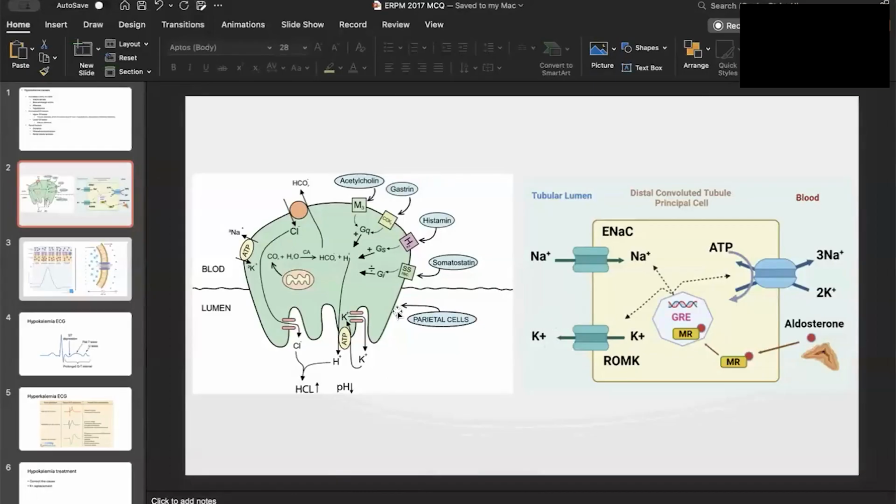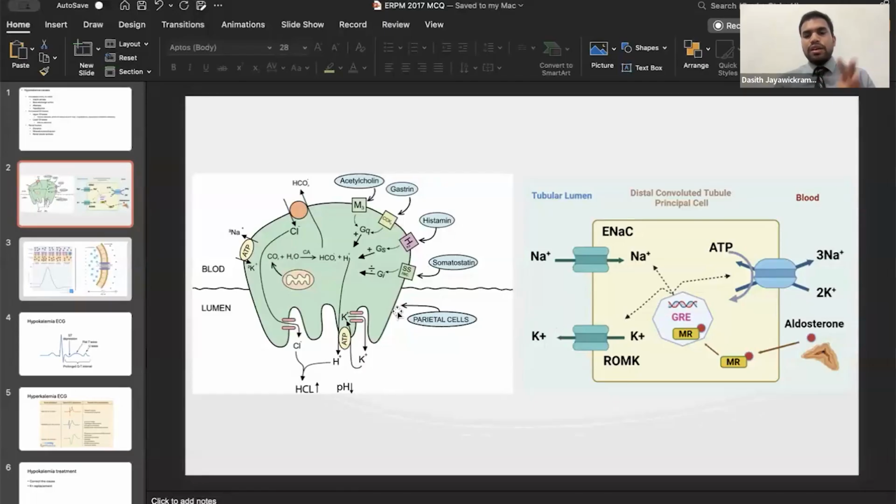Okay, now what you see on the left side is a parietal cell in the stomach, which is responsible for secreting hydrogen ions into the lumen. And on the right side is a principal cell located in the distal convoluted tubule of the nephron. What happens in excessive vomiting is that the hydrogen ions that have been secreted into the lumen are lost. But if you see, the hydrogen ions are secreted to the lumen in exchange for potassium.